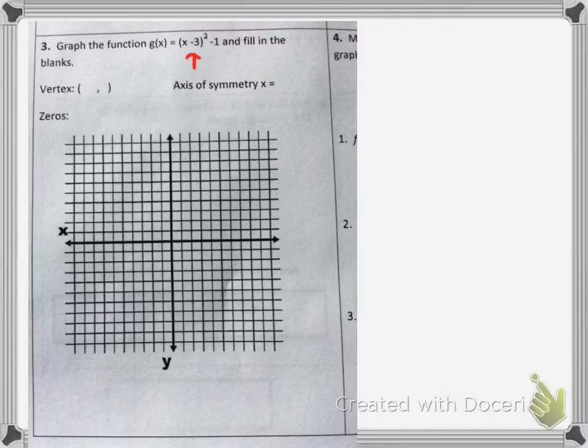So if it's a -3, the x-coordinate is a +3. And the y-coordinate is always that back number, -1. You don't change the sign of the y-coordinate. So 3, -1 is a vertex. Axis of symmetry should be really easy. The axis of symmetry is always the x-coordinate of the vertex. So that's 3. We already found that.